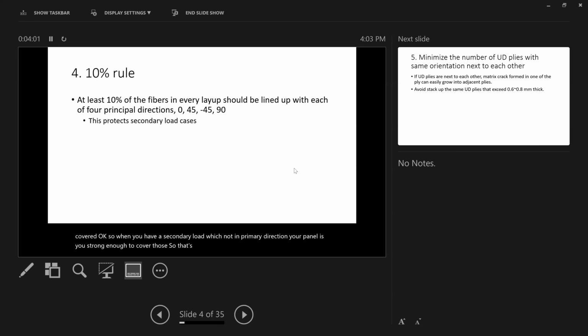Sometimes the 10% is boosted up to like 12%. So you put 10% in the 0 direction, or 12% in 45, 12% in minus 45, and 12% in 90. And then the remaining plies are in the primary loading direction. That makes the panel well-rounded instead of extremely strong in one direction and very, very weak in other directions. This is a kind of compromise. That's called the 10% rule.